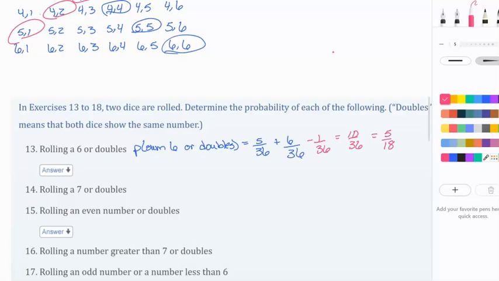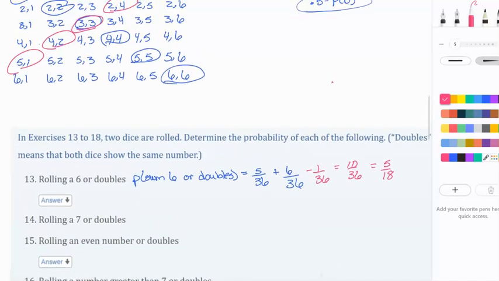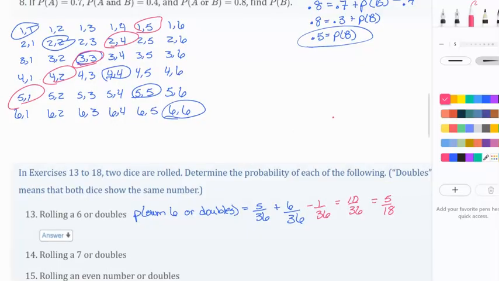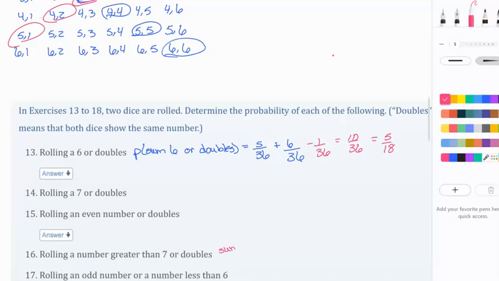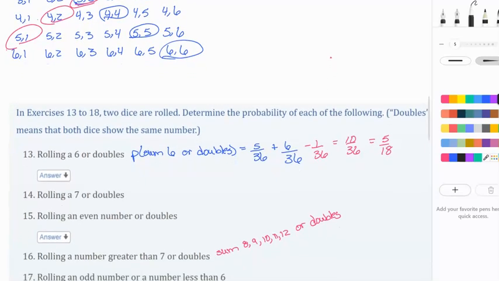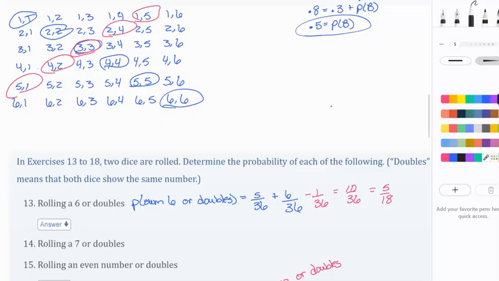Let's look at 16. We want to find the probability of rolling a number that's greater than 7 or rolling doubles. I'm going to go back to my set up here. So a number greater than 7, that would be a sum of 8, 9, 10, 11, or 12, or getting doubles. One roll where this could happen. So let's just count how many there's going to be. So the sum of 8 would be here. There's 5 ways that could happen.